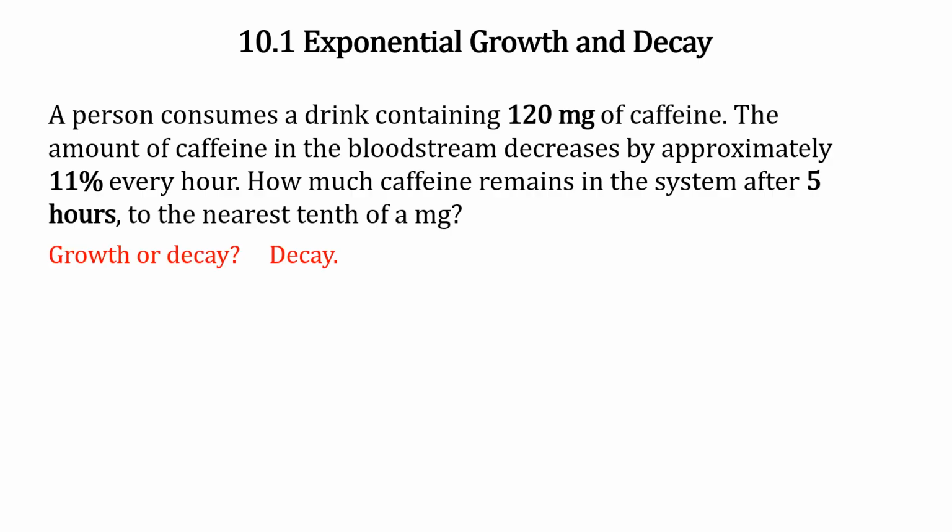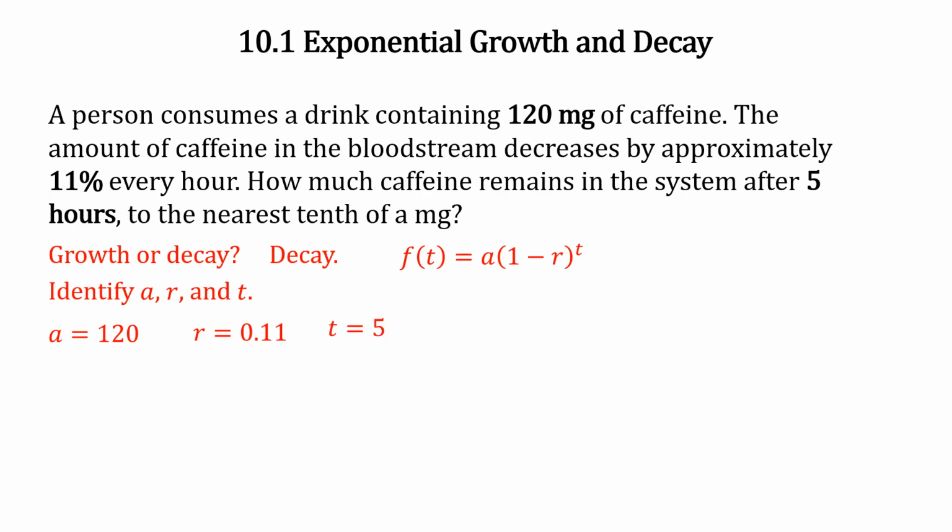All right, so this one is also decay because it's decreasing, so we're using 1 minus r. A is 120. R is 11%, so 0.11. T is going to be 5 hours. Plug all that in. We should have 67 milligrams left.